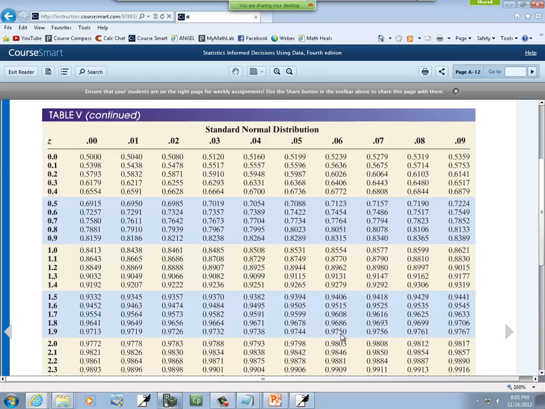Here's 0.975. It's exact. Okay, so here's 1.9. And then come up here and it's 6. So that's 1.96.